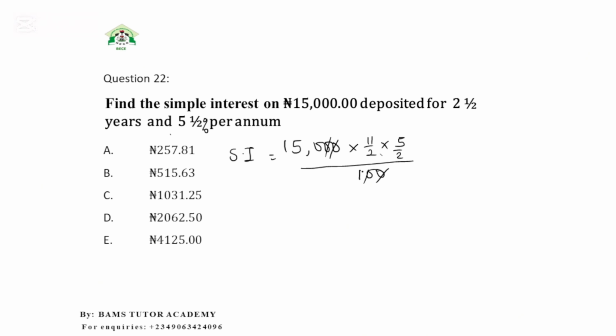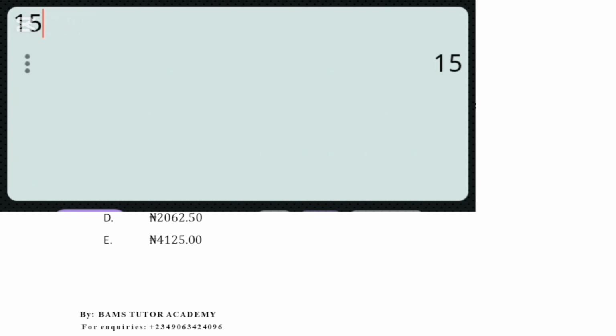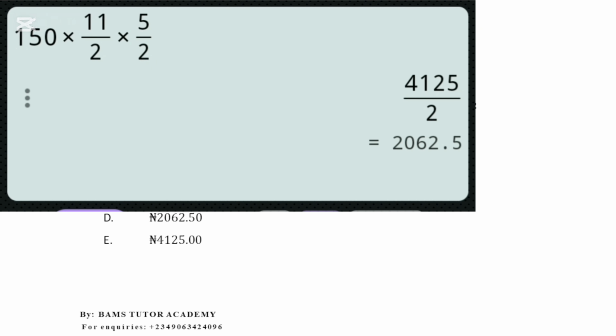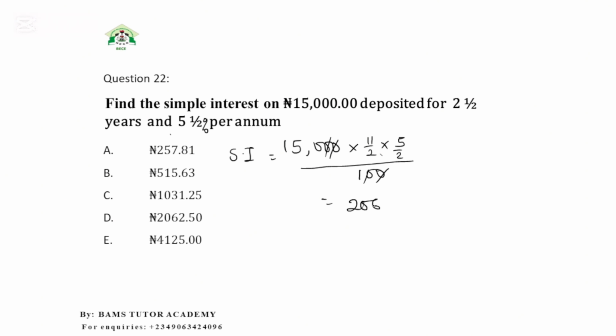So I think we should just use our calculator so we won't waste time. So let's go straight to the calculator. To get this done, we just have 15. There's still 1 0 left, times 11/2, then times 5/2, 2062.5. So that's option D. Well, you can find your way to start cutting, but that's just how to get it done. So question 23.